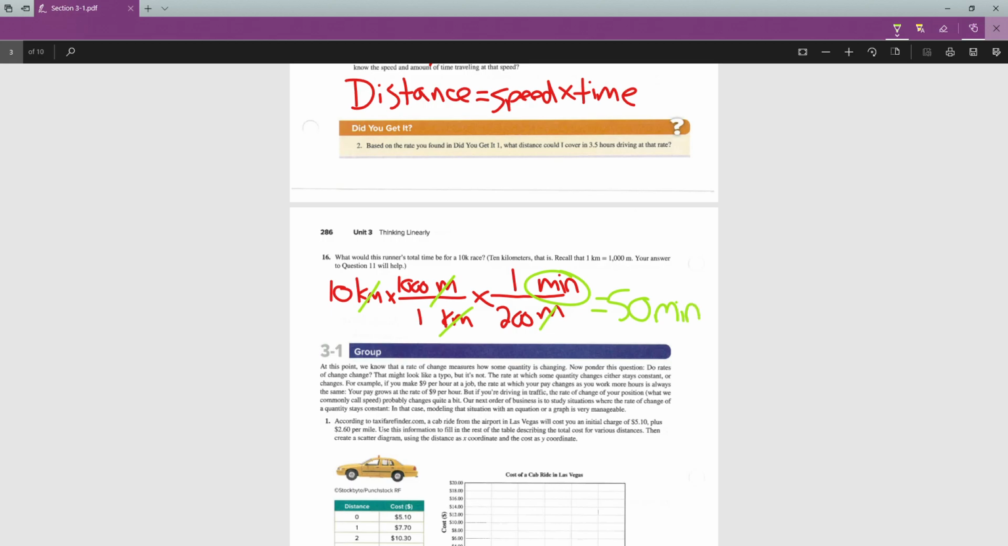At this time, you can go ahead and work on the group work, and that will be submitted to your instructor.